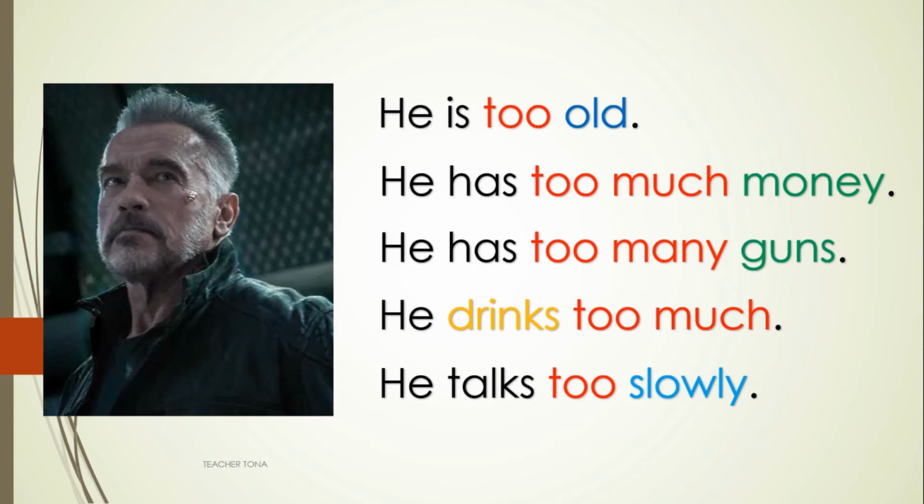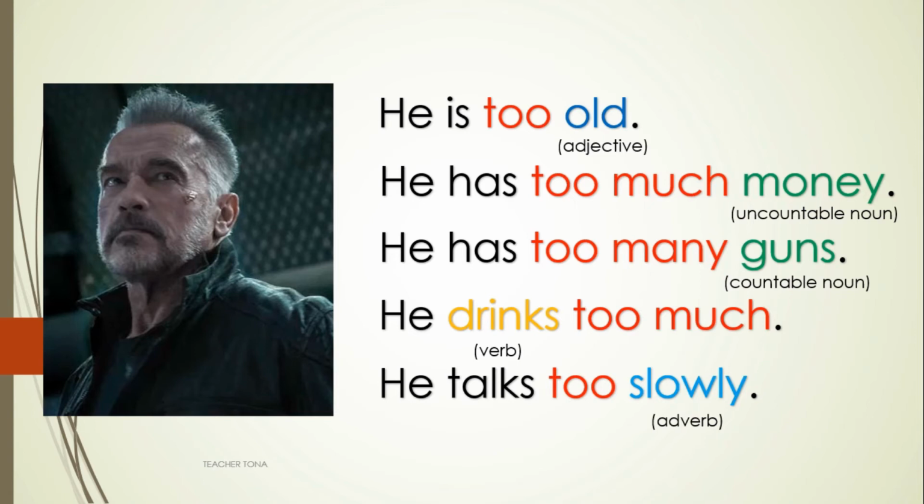Okay, now my dears, we say that he is too old, we are using an adjective. When we say too much money, we are using an uncountable noun. When we say he has too many guns, we are using countable nouns. He drinks too much, we are using, kids, the verb. And he talks too slowly, according to the adverb.